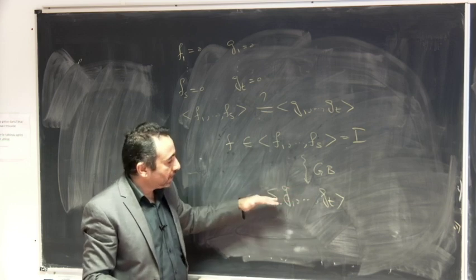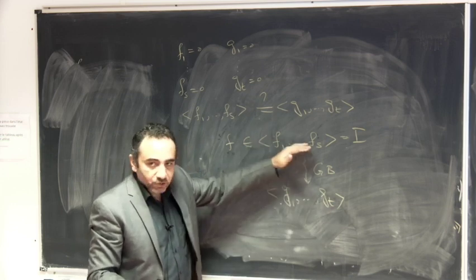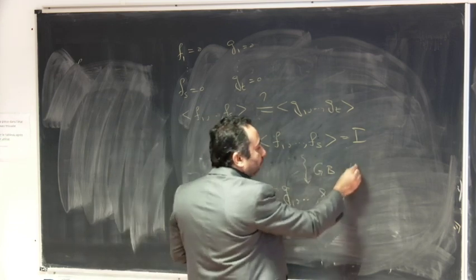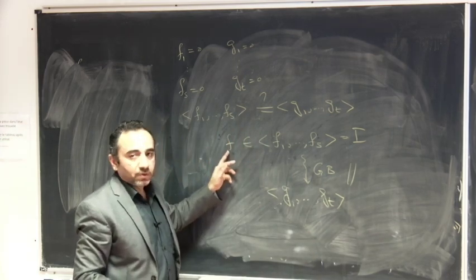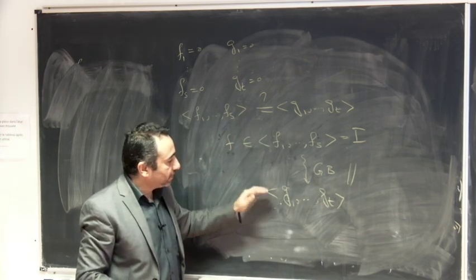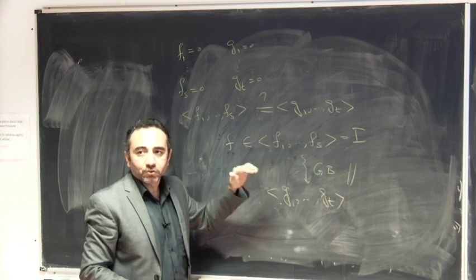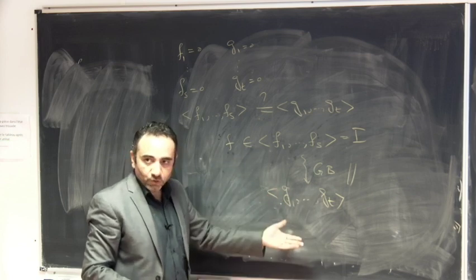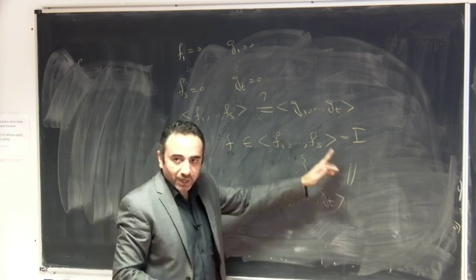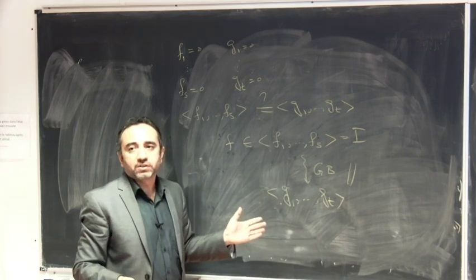So if we have this Gröbner basis and the original ideal, both are actually equal in this case. If we divide this f by g1 up to gt, and we get a unique remainder which is 0, then f belongs to I. If it is not 0, then f doesn't belong to I.